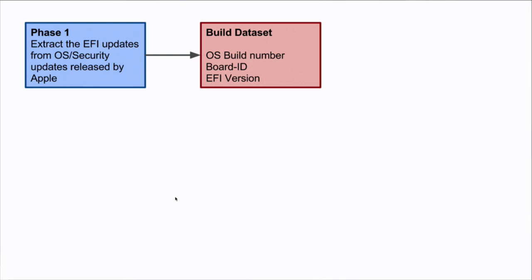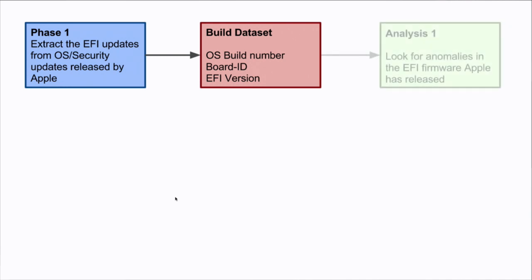For a particular version of the OS on a particular model of hardware, there should be a single version of EFI which is the most recent version that should install. And we can declare that because those versions of EFI are shipped in the OS and the security updates, which ties them one-to-one to a particular build number. Again, this is what makes the analysis on the Apple side much, much easier than on the Wintel side. So once we've got that data set, the first step of analysis is that we looked for anomalies in the EFI firmware that Apple had released, and we found a number of them.